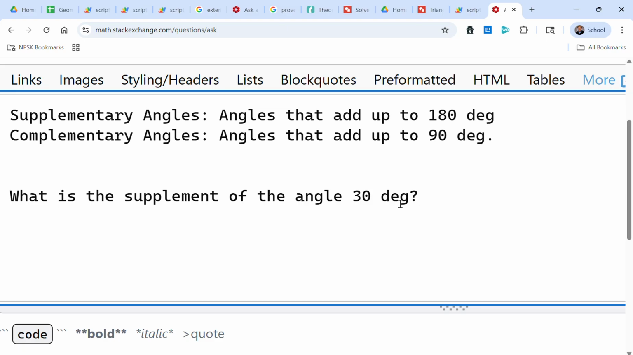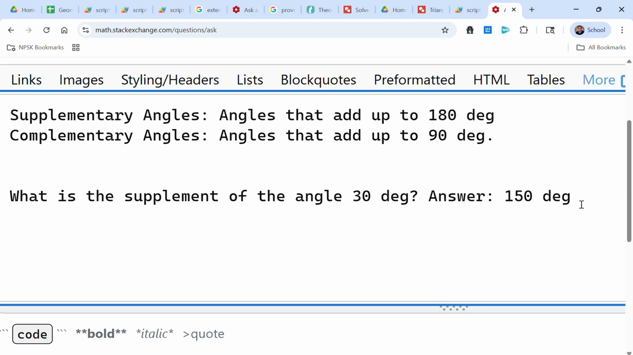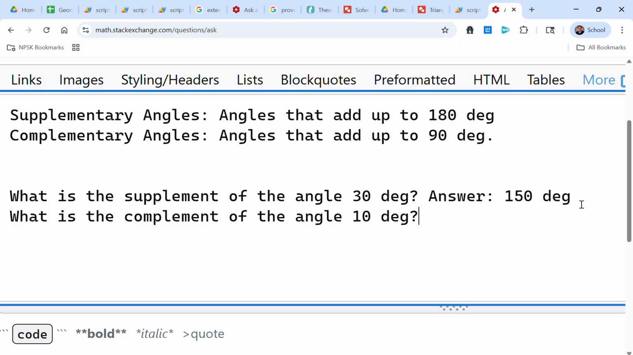Well, I think in my brain, what are the two angles that add up to 180? Well, the other angle must be 150, because 30 plus 150 adds up to 180, which is our definition right here. Sometimes you might see, what is the complement of the angle that is 10 degrees? Well, complementary angles add up to 90, so our answer would be 80 degrees. So that's the first part.